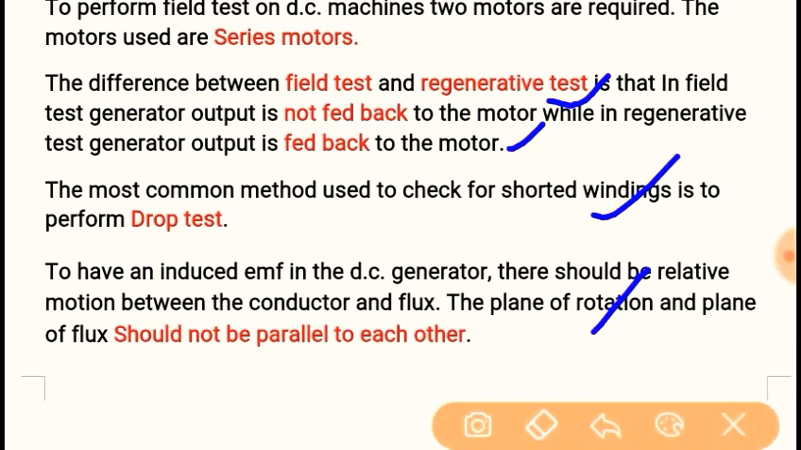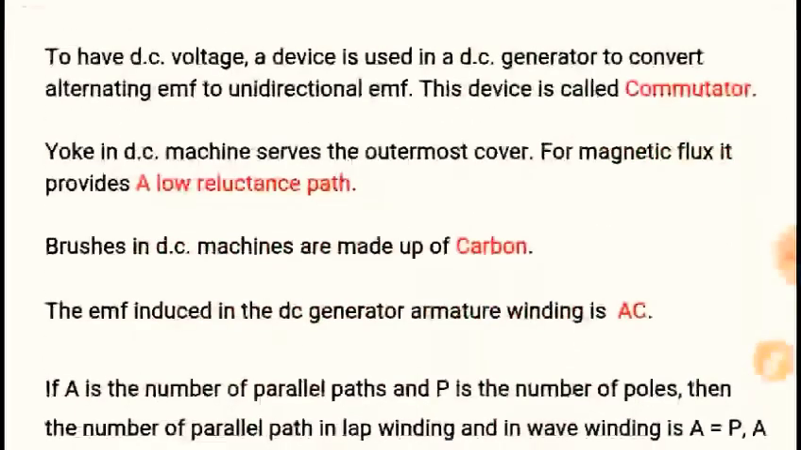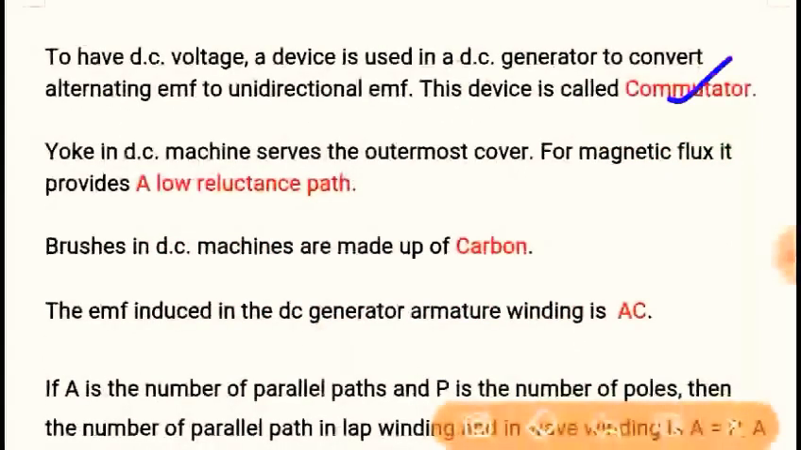To have an induced EMF in a DC generator, there should be relative motion between the conductors and flux. The plane of rotation and the plane of flux should not be parallel to each other. To have DC voltage, a device is used in a DC generator to convert alternating EMF into unidirectional EMF. This device is also called the commutator, or a rectifier.